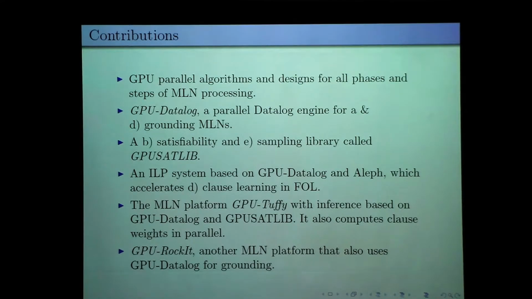Now, finally, our contributions. We have parallel algorithms and designs for all phases of the MLN processing. Our GPU Datalog, our GPU SAT library, our ILP system, our GPU Tuffy platform, and our GPU Rocket platform.